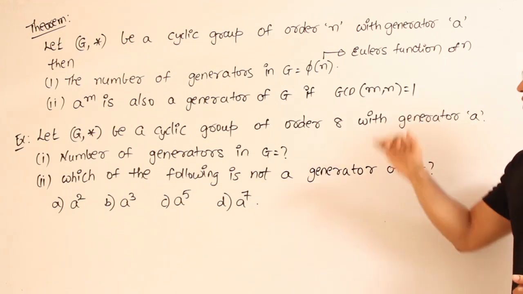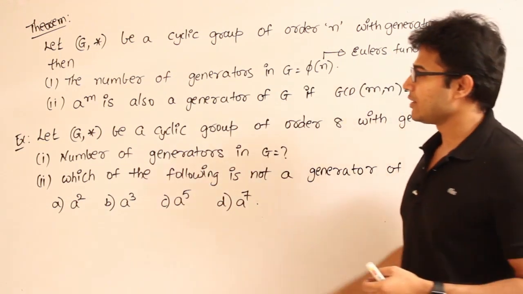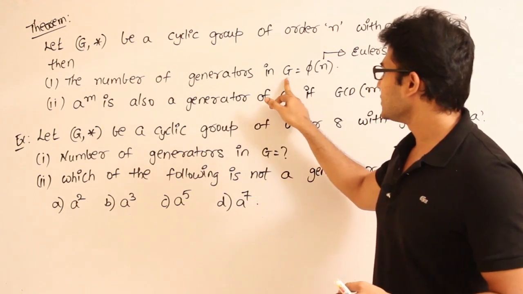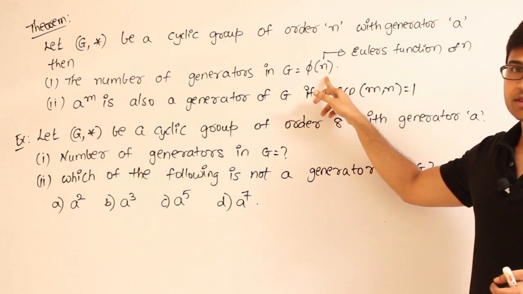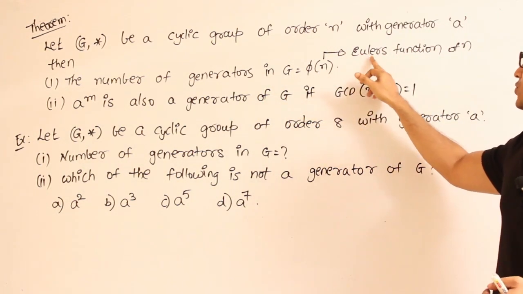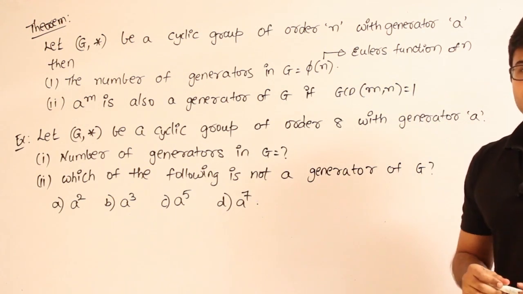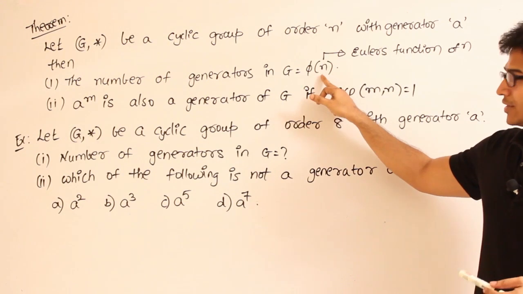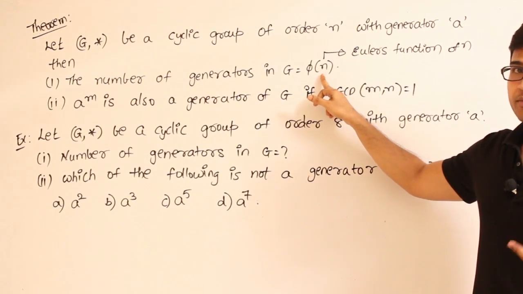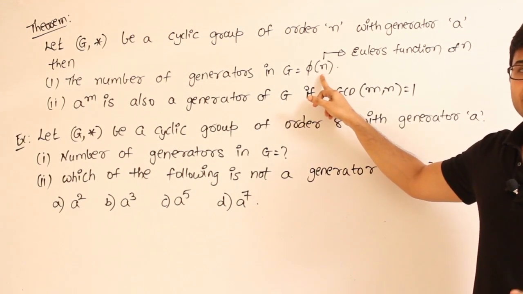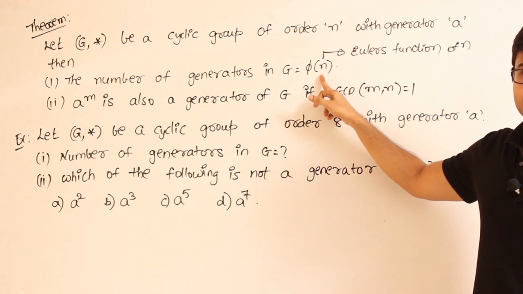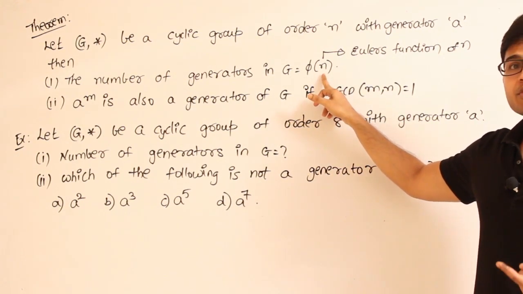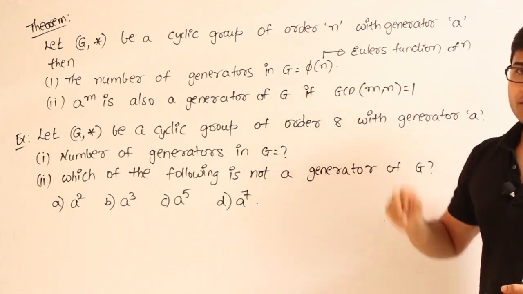We don't know that, but the theorem is saying that the number of generators in G is equal to phi of n, where phi of n is Euler's function of n. So what is Euler's function of n? Phi of n is nothing but the number of positive integers less than n which are relatively prime to n.